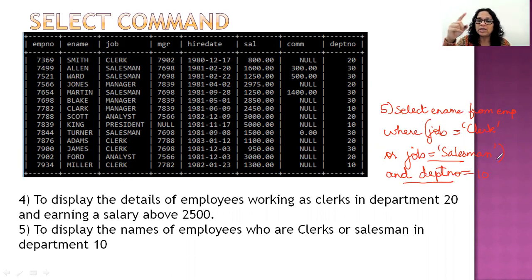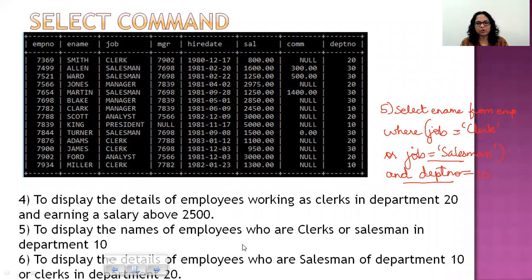Otherwise, I told you that the AND operator works first. So it will look for a salesman who's in department 10, or it will look for a clerk where the department is not mentioned at all. So it could be a clerk from any department. Clear? Okay, let's go to the next question.